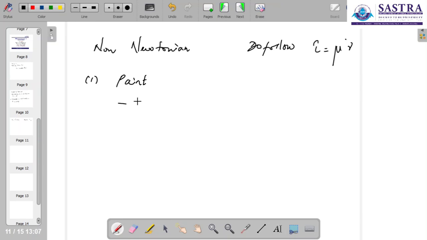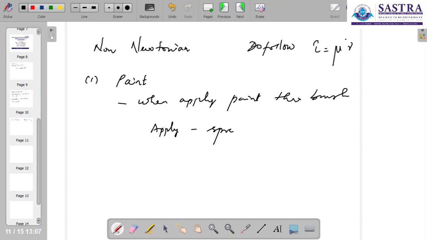What is your observation when we apply paint through a brush? As you spread it with the help of your brush, this is an indication that you are applying shear stress on the fluid. You can see the deformation: the paint spreads on the surface.